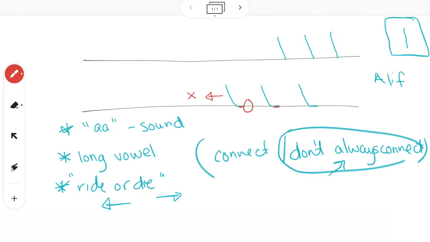So what sound does the alif make? Very good. So it is a long vowel, and there are 3 long vowels. So alif is one of the 3 long vowels that we have. So let's move on. Let's do a couple more letters, and then we'll be able to use the alif.